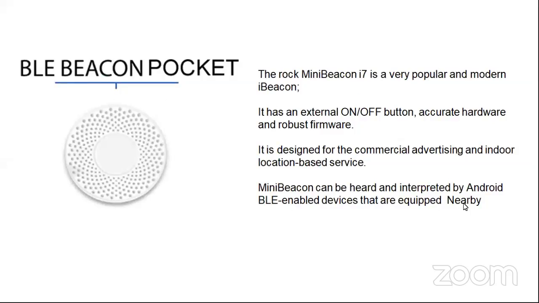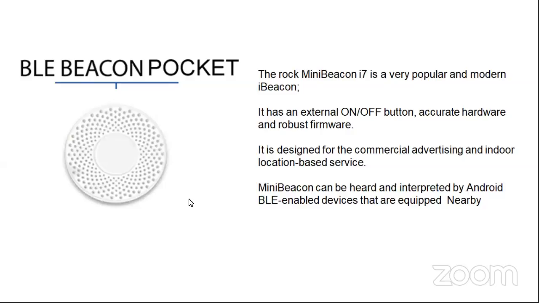The Pocket Beacon, the Mini i7, is very, very popular. I sell literally hundreds and hundreds of these beacons, okay? It has an external on and off switch down here on the bottom. Both the E2 beacon and the Pocket Beacon turn on the same way. It has a switch on it.